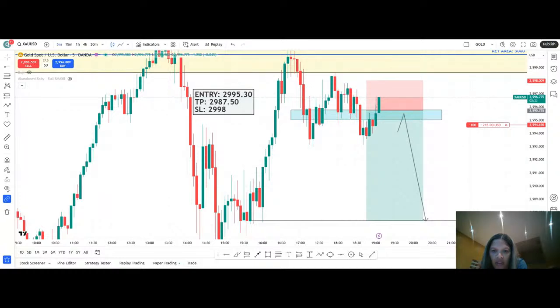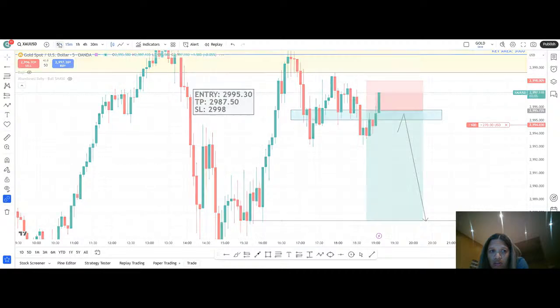So I am expecting price, even if it moves bullish, I understand why it's doing that. All right, so I'm okay with my risk as well. My stop loss is around here. So once it reaches 2998, I'm going to cut my losses. Let's just see in the 15 minute.